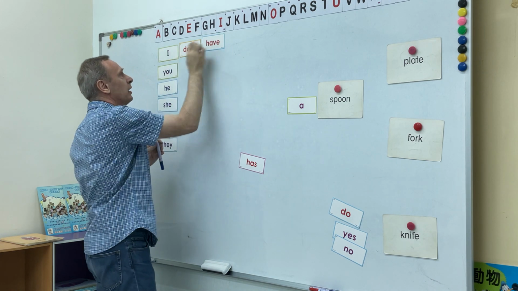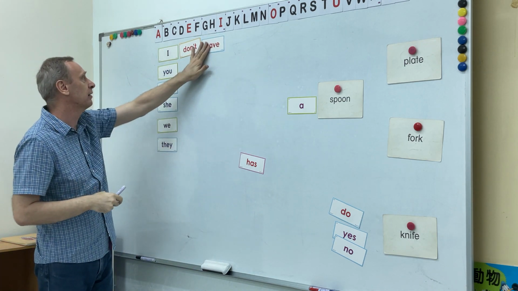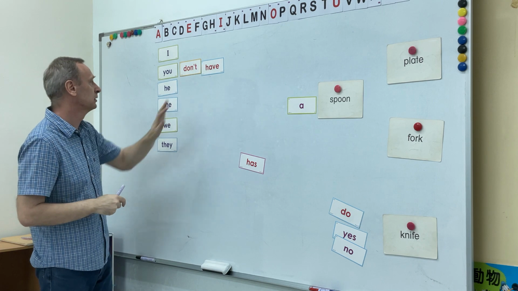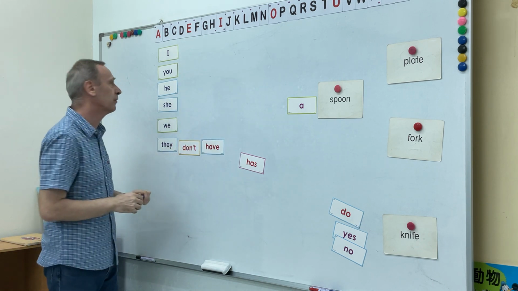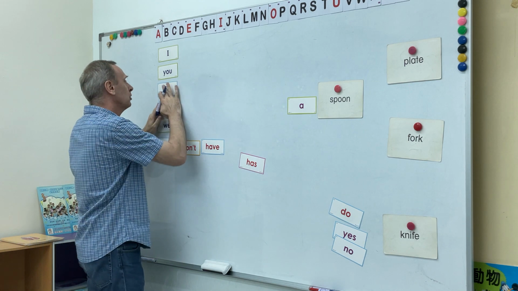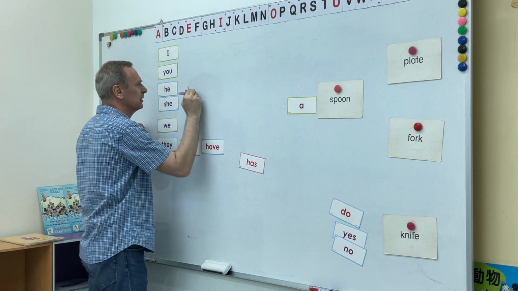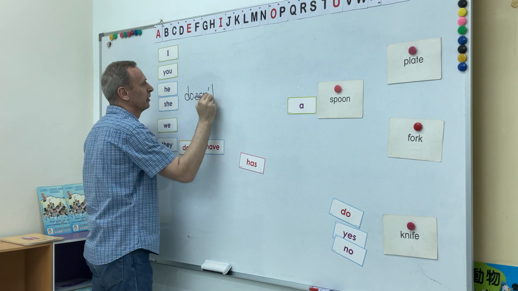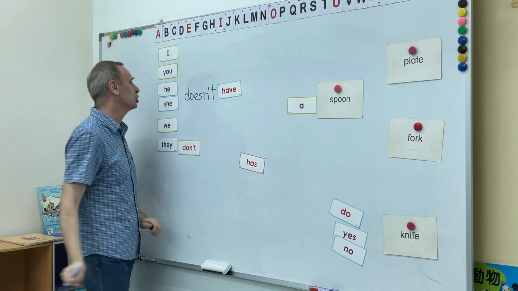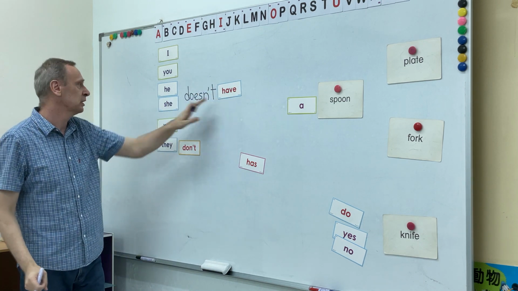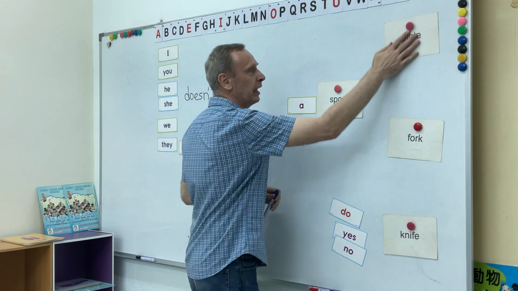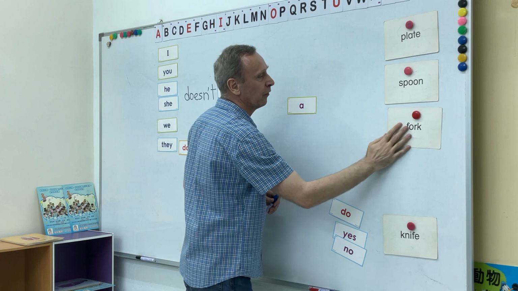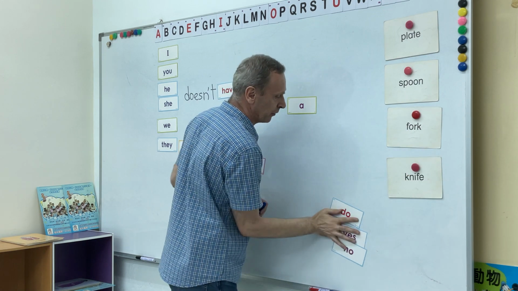then it becomes I don't have. I don't have. You don't have. And then we don't have. They don't have. Just he and she, don't becomes like this: doesn't. He doesn't have. She doesn't have. A plate, a spoon, a fork, a knife.